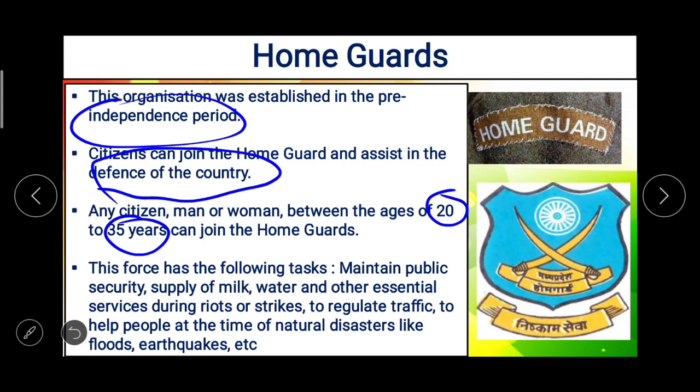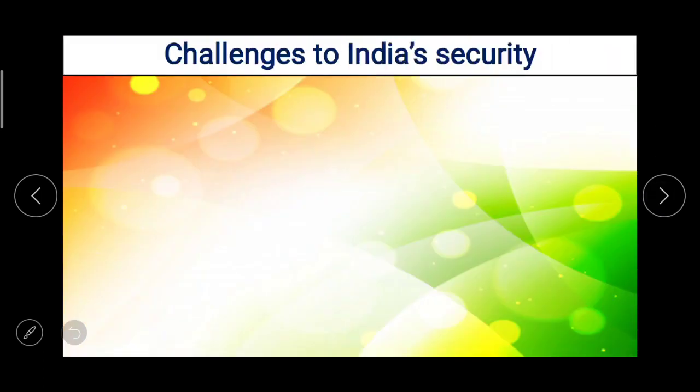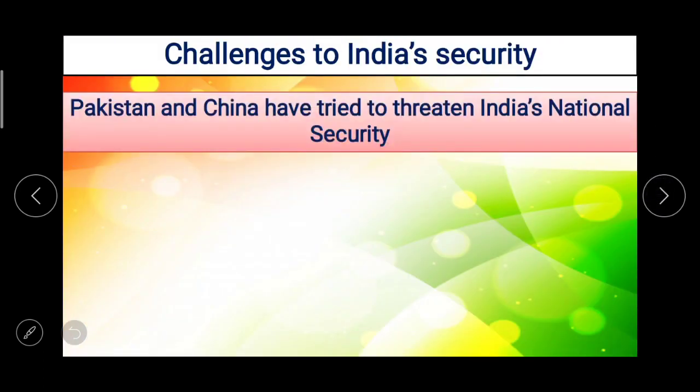This force has tasks like maintaining public security, supplying milk, water and other essential services during riots or strikes, regulating traffic, and helping people at the time of natural disasters like floods and earthquakes. So during natural disasters or any kind of riot, उसमें ज़्यादा से ज़्यादा काम जो है ये इन पैरामिलिट्री फोर्सेस का होता है.